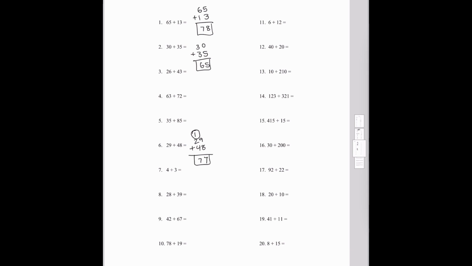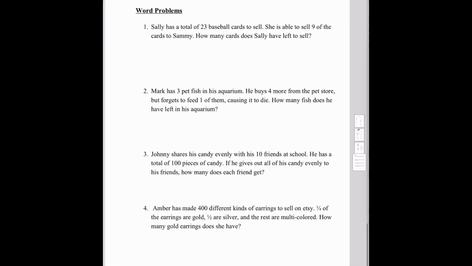These big numbers over here, number 14, 123 plus 321. This one is easy, actually, easier than most, because you do 1 plus 3 is 4. 2 plus 2 is 4, and 3 plus 1 is 4. So the answer is 444. Okay, last worksheet, word problems.